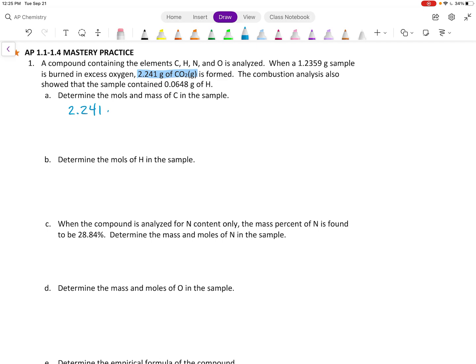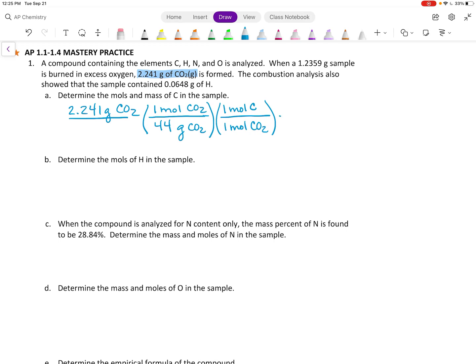So 2.241 grams of CO2. Okay. Molar mass of carbon dioxide, I round to the whole number, so 44 grams per 1 mole of CO2. And then we can convert that into carbon. So we know that for every 1 mole of carbon dioxide, CO2, we have 1 mole of carbon. And in a combustion reaction, we can actually use this to determine moles of carbon.